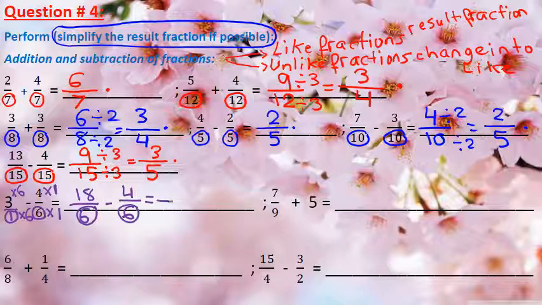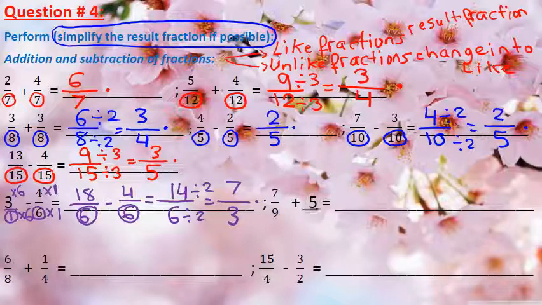We get the result fraction, denominator 6. 18 minus 4 is 14. 14 over 6, we can reduce both terms by 2. 14 divided by 2 is 7, and 6 divided by 2 is 3. 7 over 3 is an irreducible fraction.